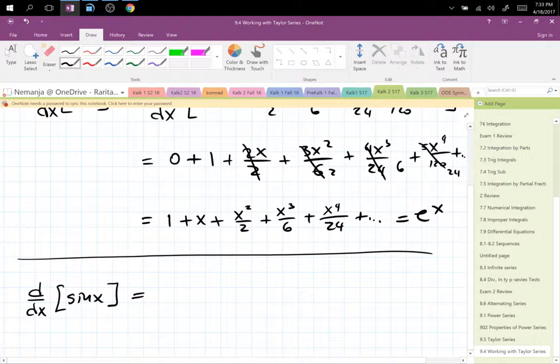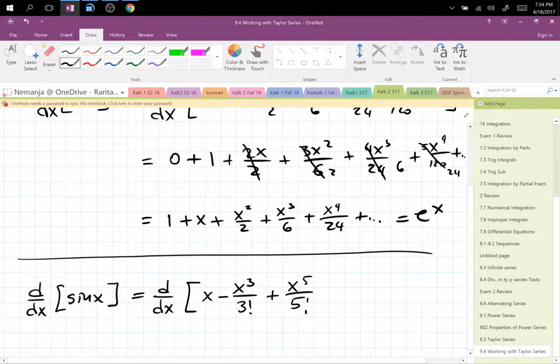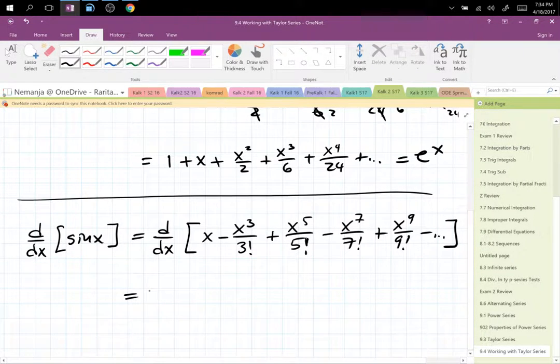So what do I have here? I have the derivative of the sine, and that would be x minus x cubed over 3 factorial, which is 6, plus, you know what, let's go with the 3 factorial. And then x to the 5 over 5 factorial, and then minus x to the 7 over 7 factorial, plus x to the 9 over 9 factorial, minus dot dot dot. I got bored.